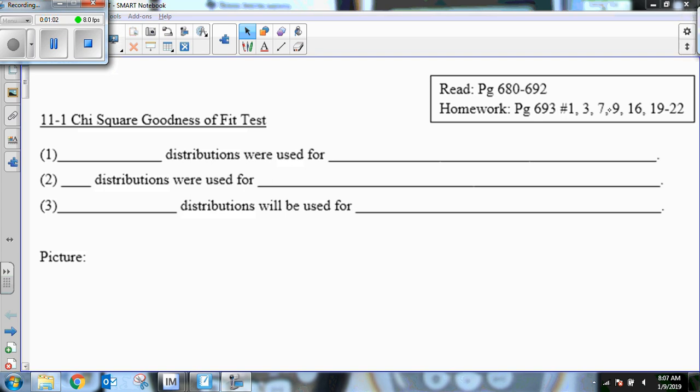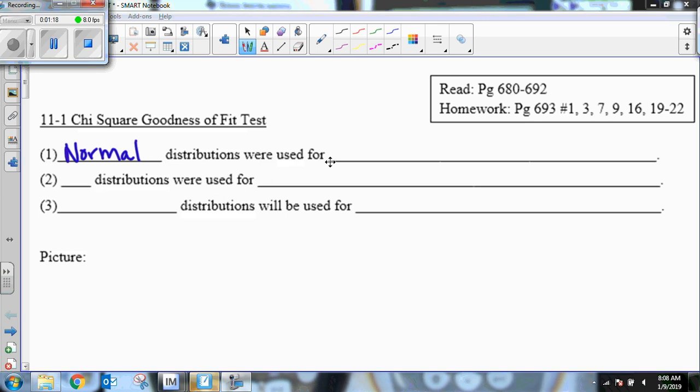So today you do have homework. It's going to be over here, and it's on the Chi Square Goodness of Fit test that I started to introduce to you yesterday. So just a reminder, we started with normal distributions.